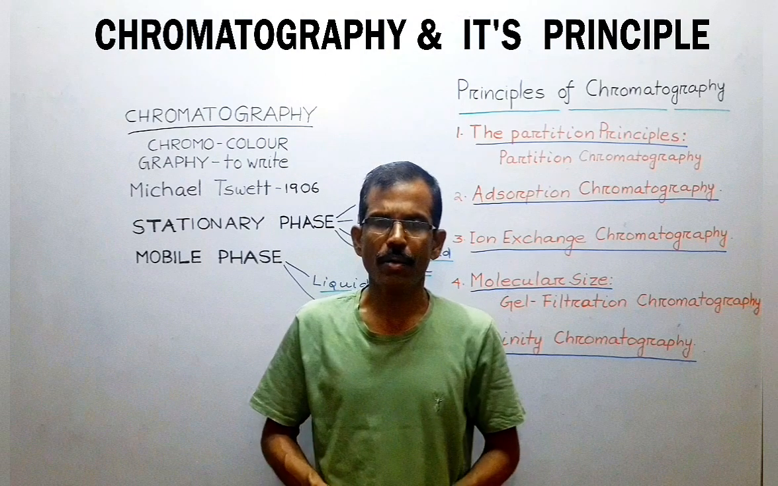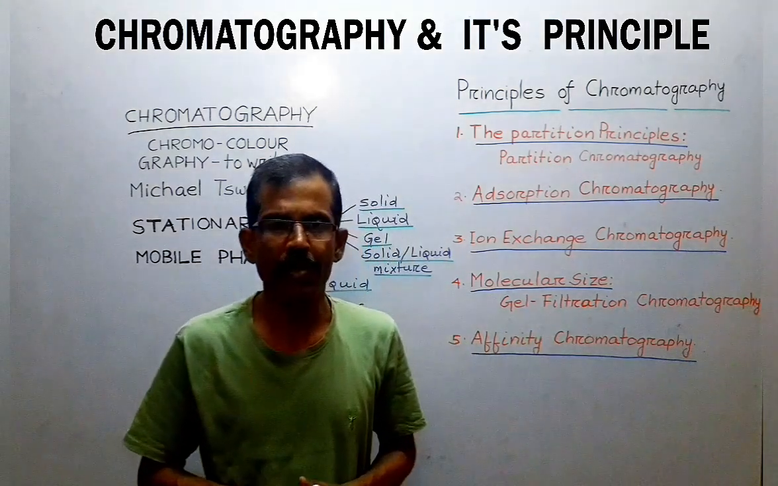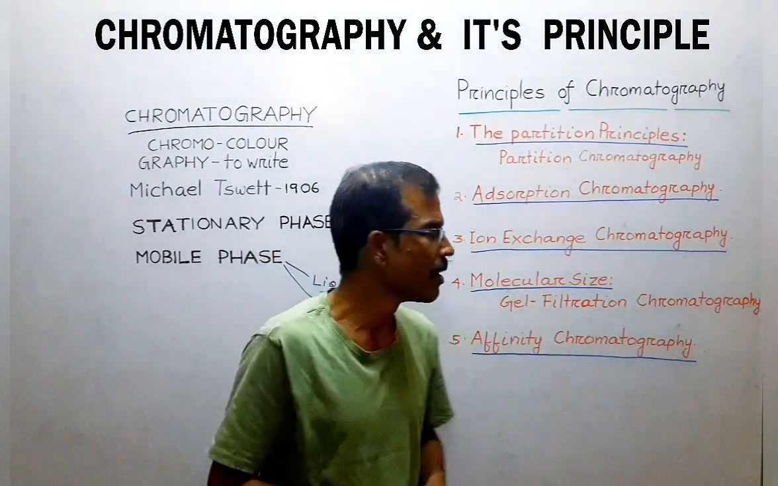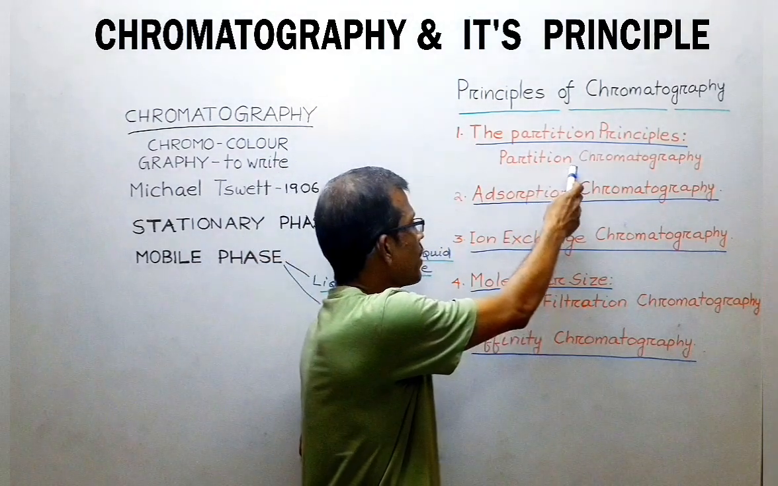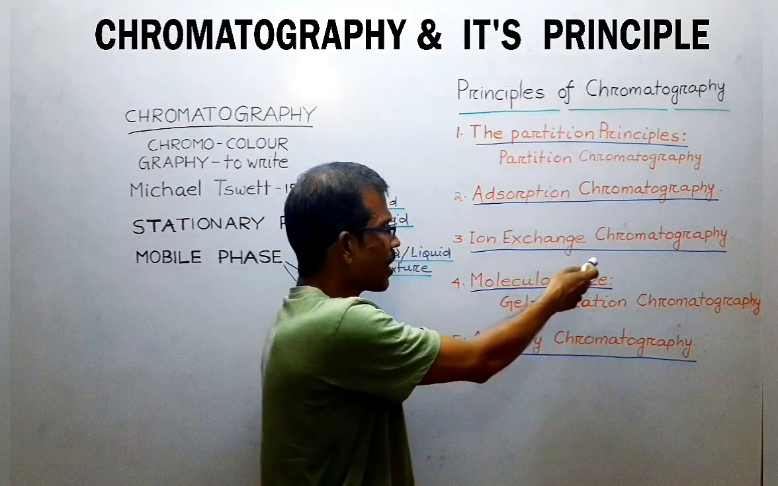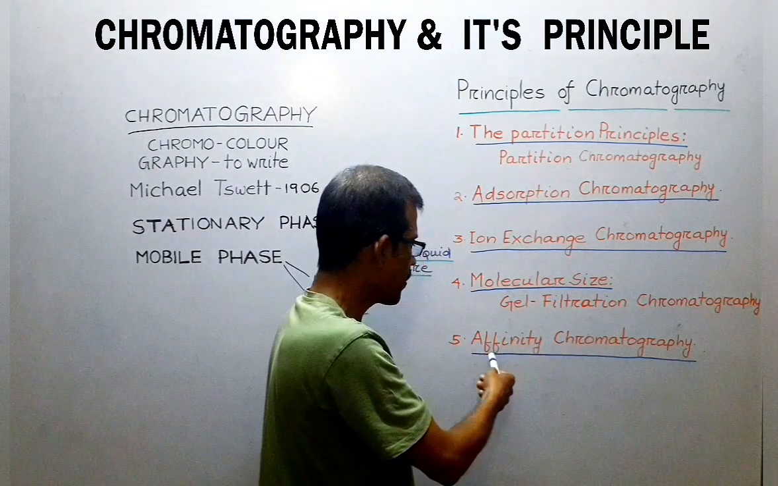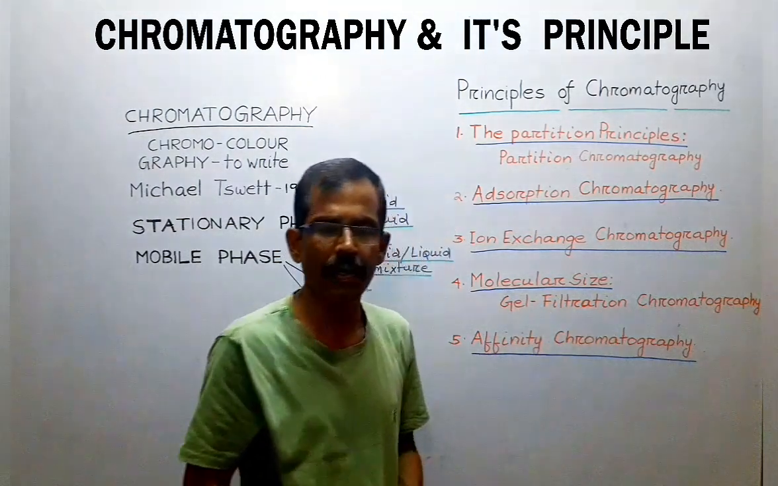On the basis of principles, chromatography can be divided into 5 different groups, such as partition chromatography, adsorption chromatography, ion exchange chromatography, gel filtration chromatography, and affinity chromatography.